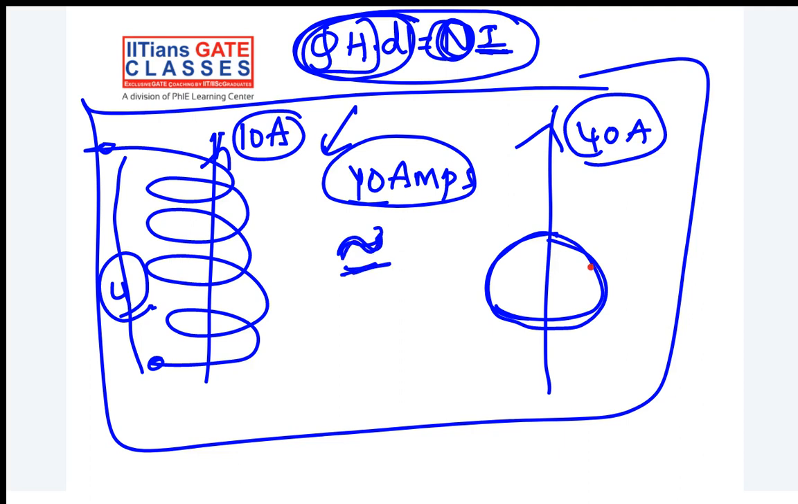So the same thing I was representing in a virtual diagram. If we have 4 loops and 10 ampere current, it is the same as 40 amperes of current in one loop. Is it clear for you?